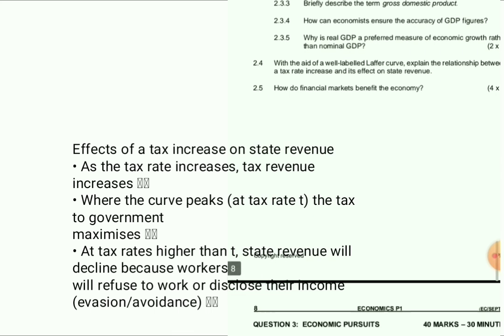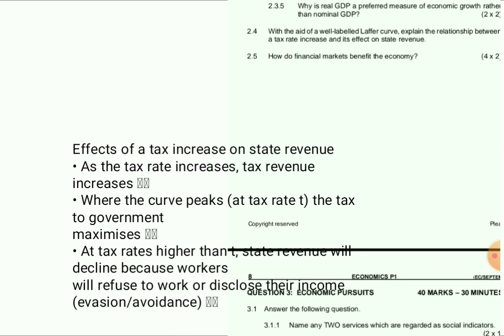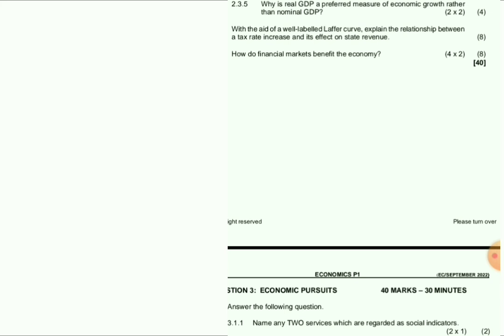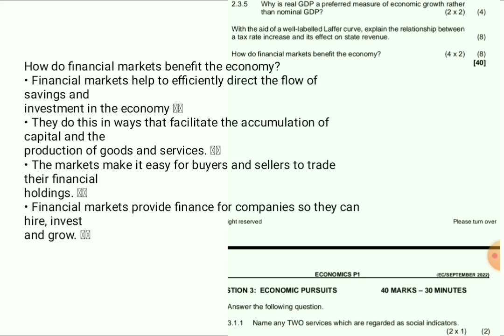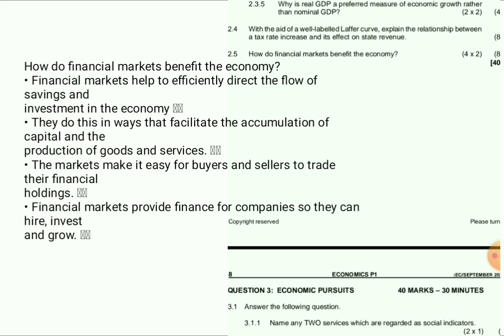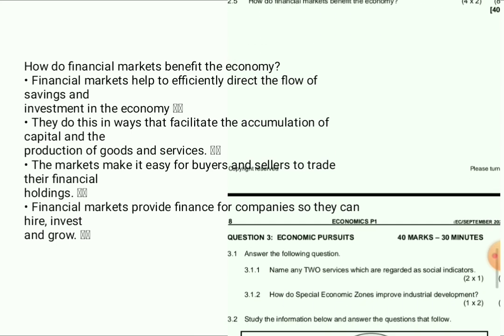How do financial markets benefit the economy? That's 8 marks, guys, so you need four explanations. Financial markets help to efficiently direct the flow of savings and investment in the economy. They do this in ways that facilitate the accumulation of capital and the production of goods and services. The markets make it easy for buyers and sellers to trade their financial holdings. Financial markets provide finance for companies so they can hire, invest and grow.